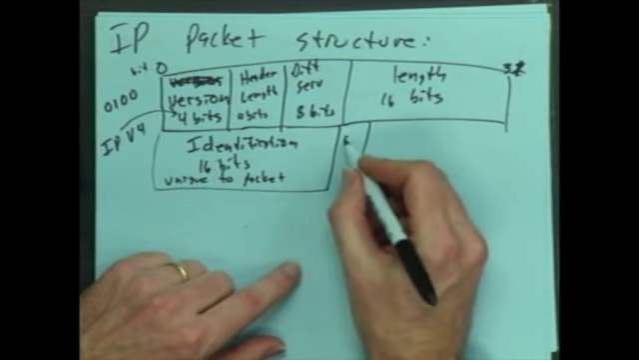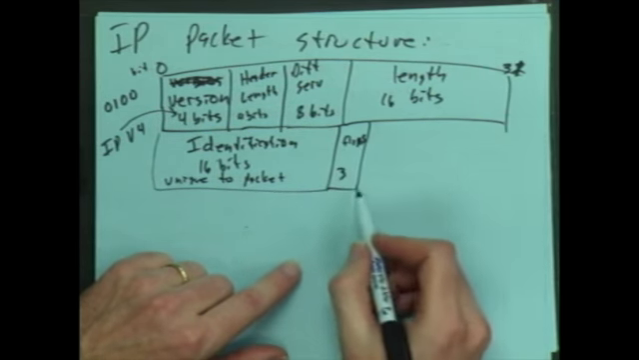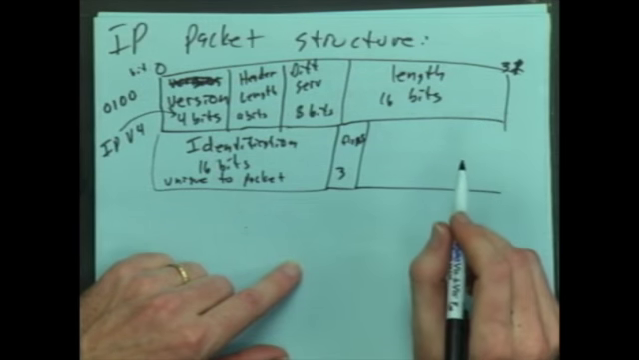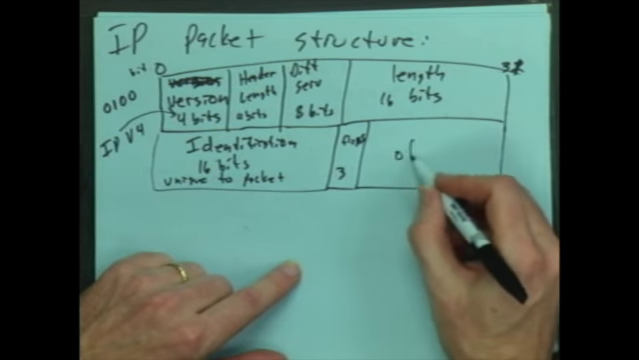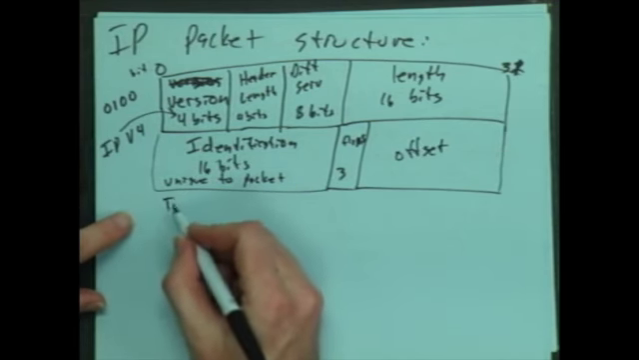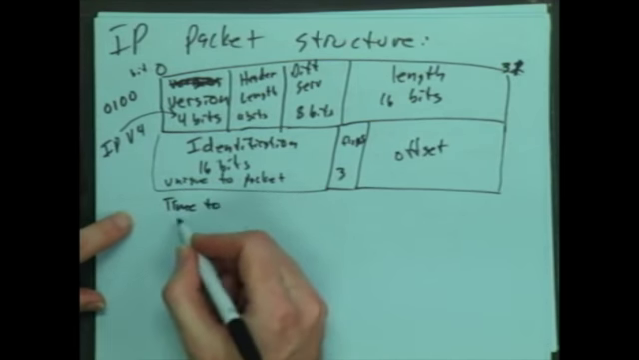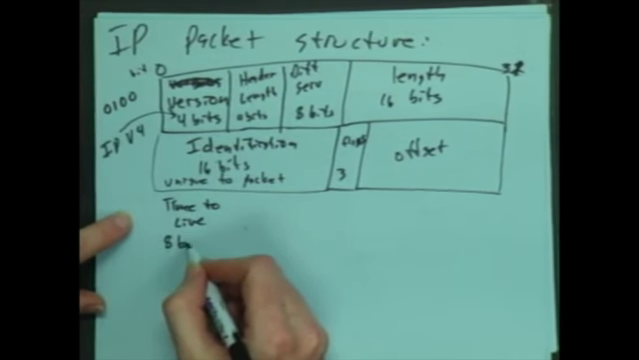There's a little space here for flags. Don't worry about that. There's 3 bits there. This is something else too. I'm not going to worry about that either. Now we're getting to something useful though. Here we have the time to live. There are 8 bits here.